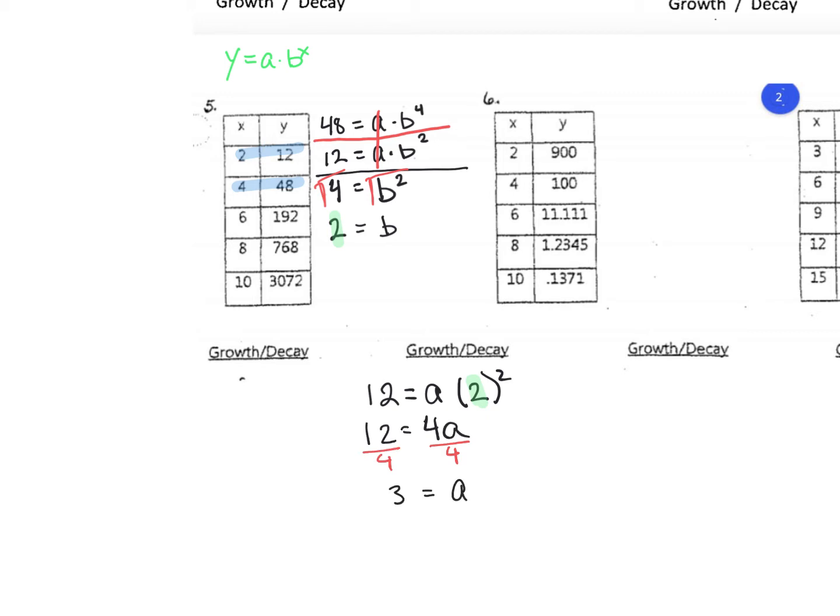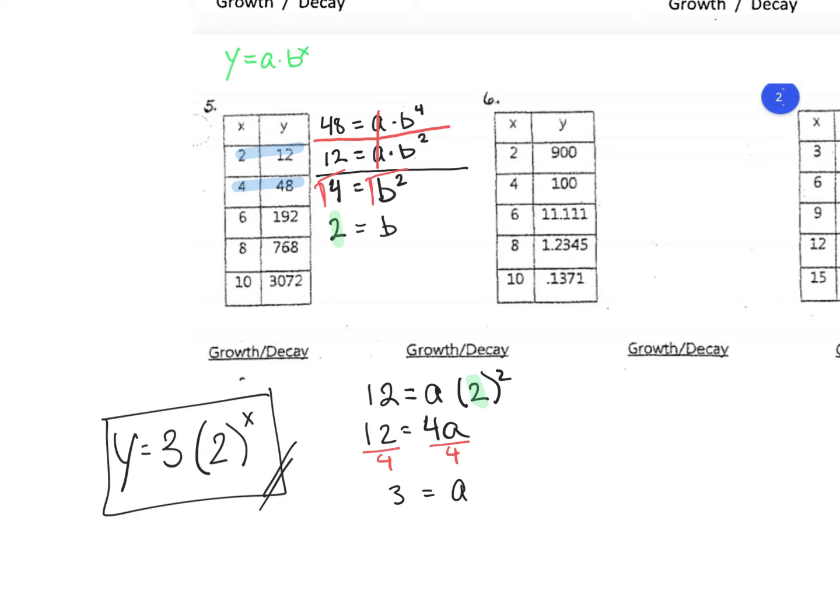And I get a is equal to 3. So if I'm going to rewrite my whole equation in this y equals a times b to the x form, I'm going to keep my y and my x just as they are, because we can have any x value and any y value. But my final equation is going to be y is equal to that a value of 3 times our b value of 2 to the x. And there you go. So again, remember, whatever your highest x value, that goes on top.